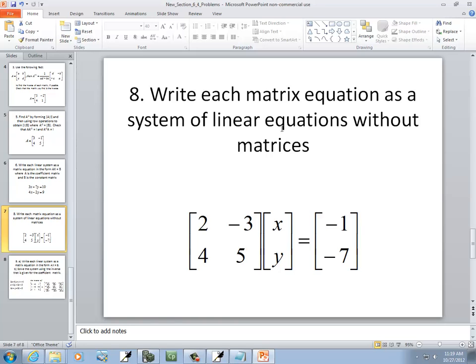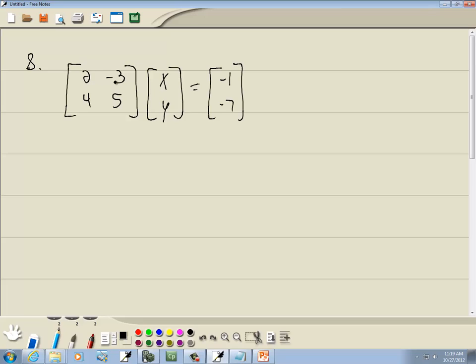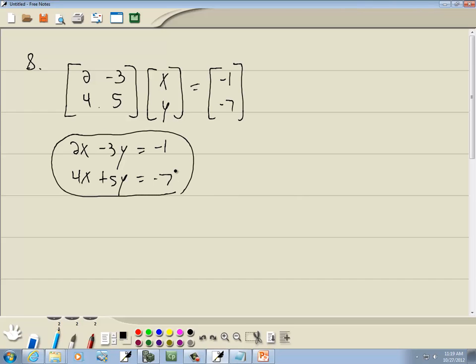Okay, write each matrix equation as a system of linear equations without matrices. This is like going backwards. You take this row times this column, so 2 times x, and -3 times y, -3y, equals -1. Then take this row times this column, 4 times x, 5 times y, equals -7. And those are our answers.